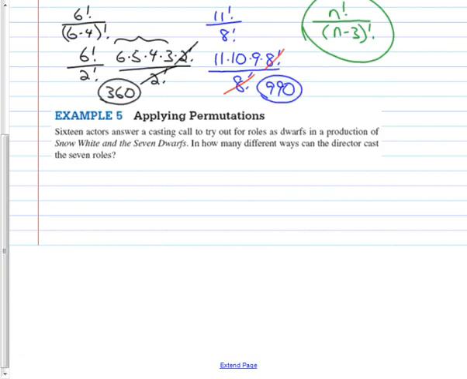We'll go find it. But it says 16 actors answer a casting call to try out for roles as dwarfs in the production of Snow White and the 7 Dwarfs. In how many different ways can the director cast the 7 roles? So we have a permutation because the order matters. I mean, the first one's sleepy and then dopey and then dumpy and grumpy and I don't know what they are, but whatever they are. We have 16 of them, but we're only choosing 7. So a permutation of 16, taking 7 at a time.